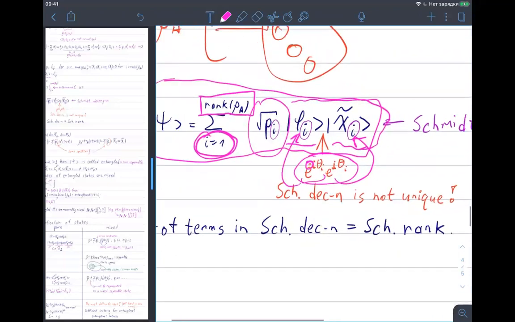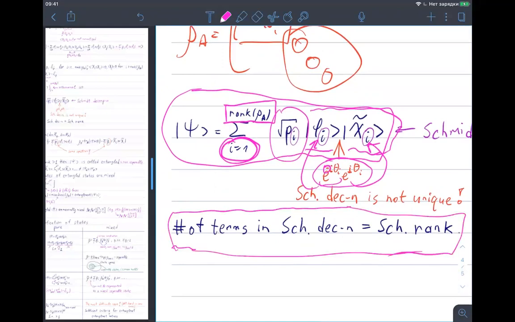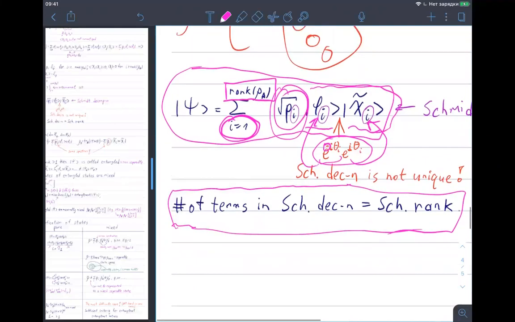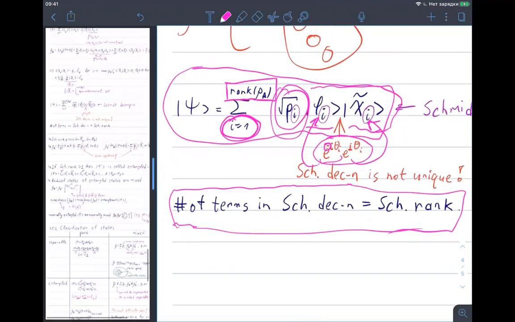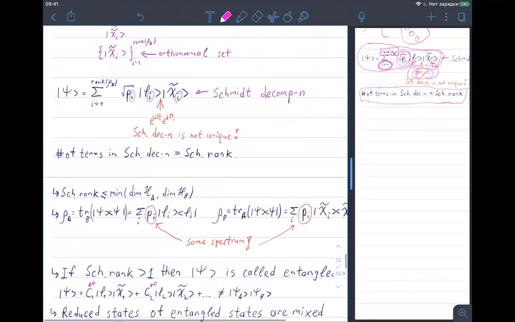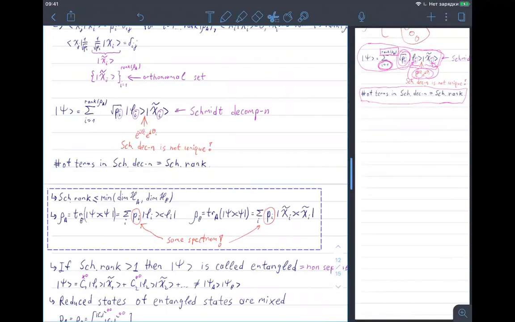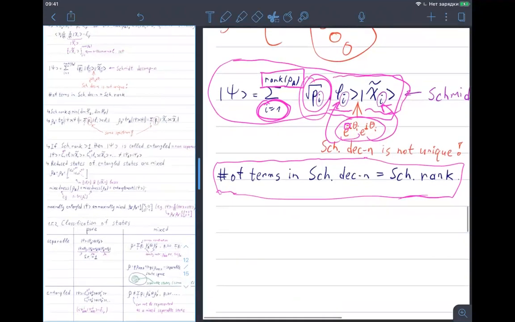Another important object is what is called the Schmidt rank, and Schmidt rank is just the number of terms in the Schmidt decomposition, the number of these non-zero elements. It's important, so let me write it here. We have this property: our Schmidt rank cannot be larger than the minimal dimension of the two subsystems.